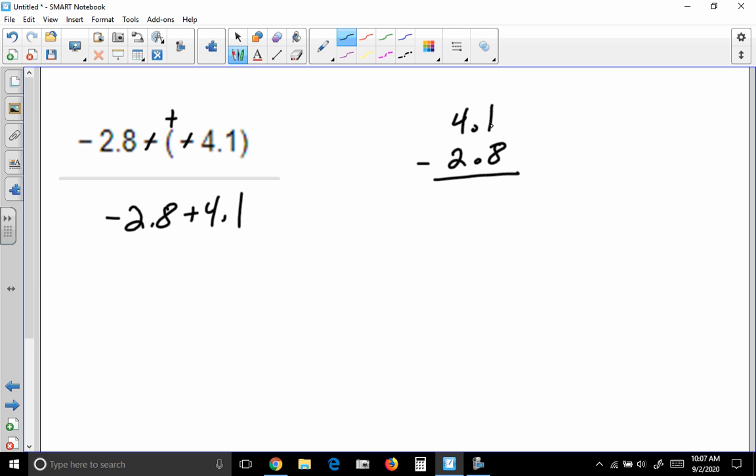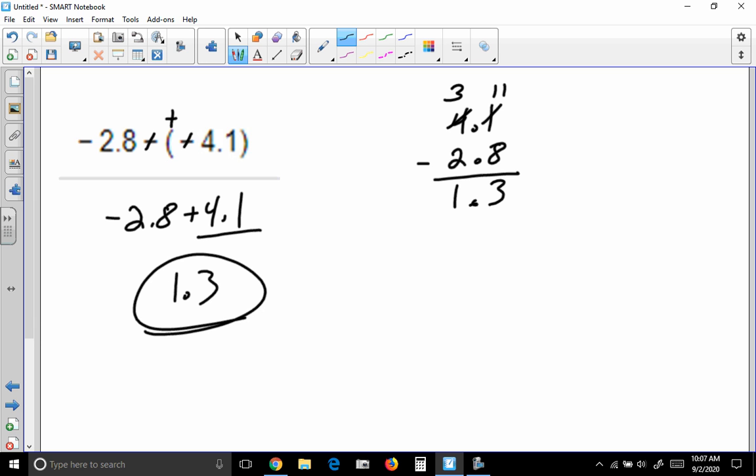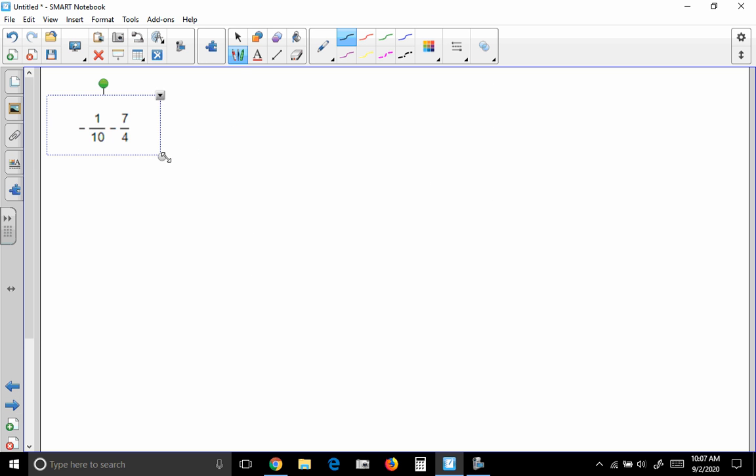So we can't take 8 from 1, so we borrow or we regroup, and we take a 1 from here, and that makes that an 11. 11 minus 8 is 3. 3 minus 2 is 1. And we take the sign of the larger number. So the larger number is positive, so that's positive. So a lot of it here is about knowing what the rules are.